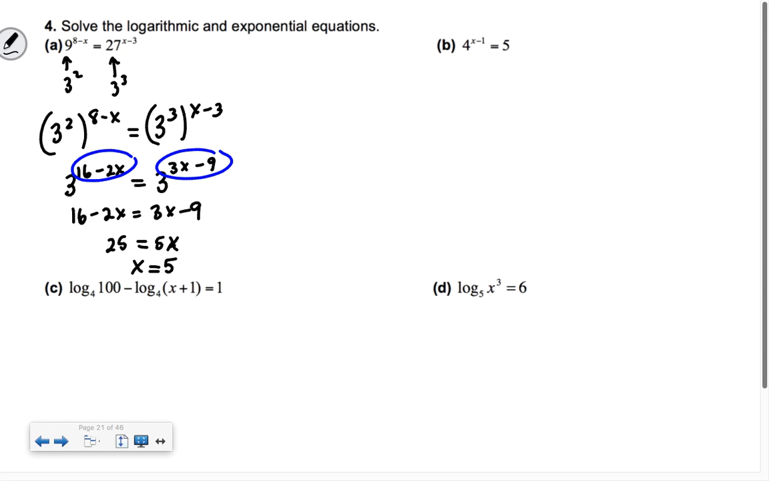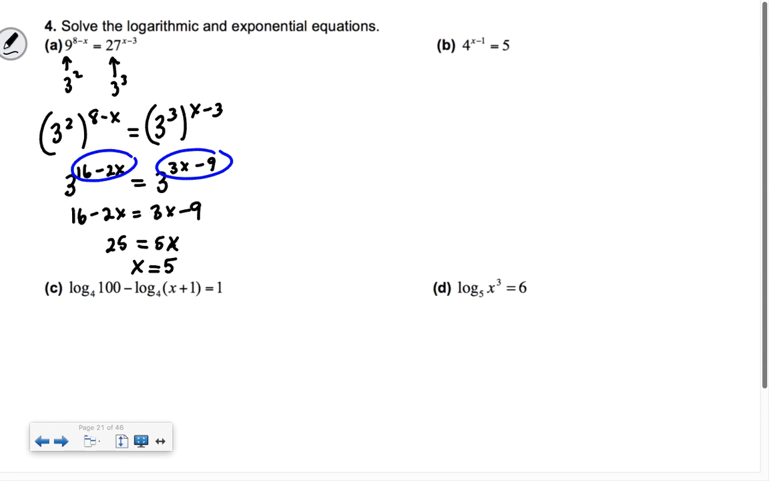But if we do have one where we don't have bases that can be the same, like the next one, we have 4 and we have 5, okay, then we can switch it from exponential to logarithmic form, or we can just take the log of both sides. Do you guys remember what I mean? So there's two ways to solve this. The first way would be to write log base 4 of 5 equals x minus 1. So just switch forms. I personally don't do it that way. I don't like to think about it.